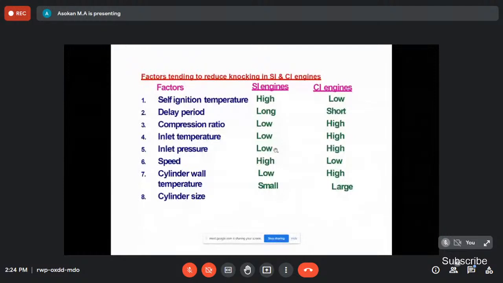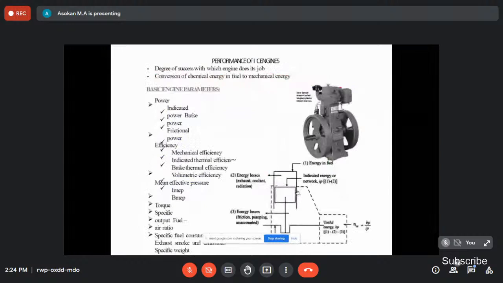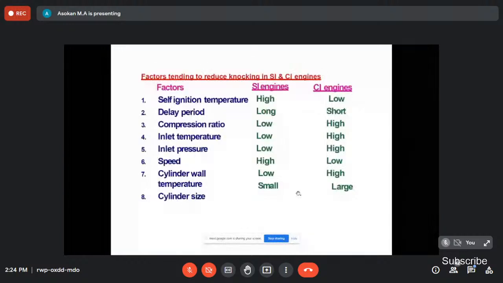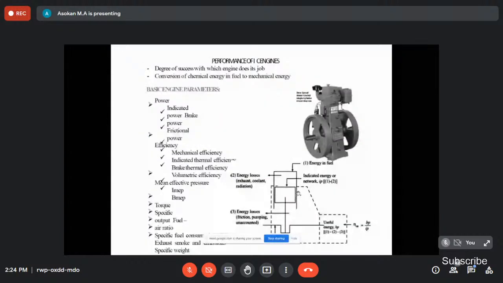Ratio, right. Yeah. Can you able to see this one? Hello? Yes, sir, it is visible. Okay, right, fine.